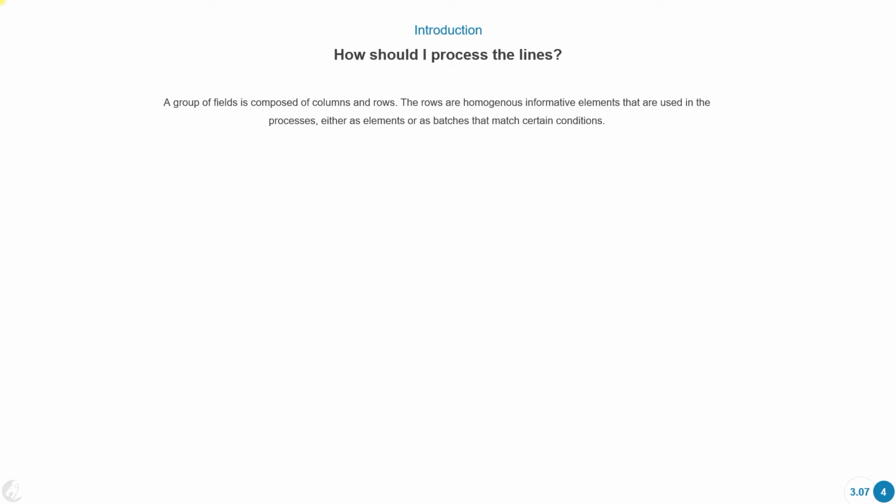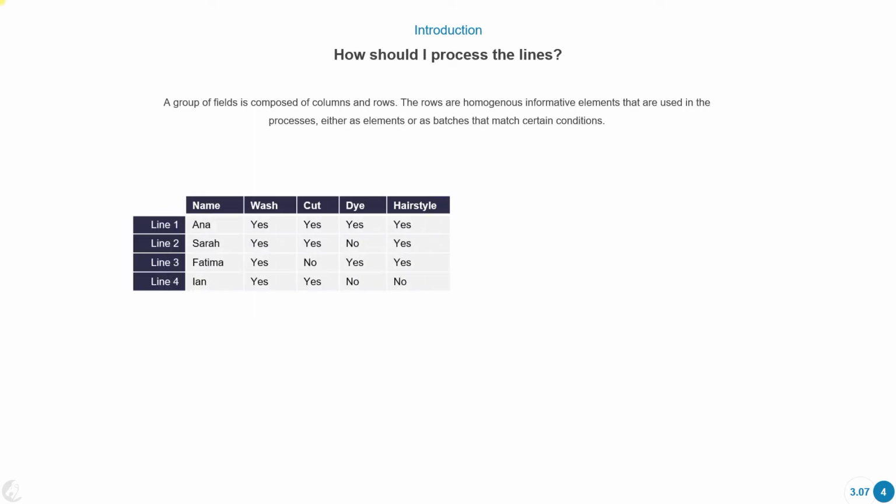So we already know that a group of fields is composed of columns and rows. The rows are homogeneous informative elements that are used in processes, either as elements or as batches that match a certain condition. This is what we call a container. So let's say, for example, all the lines that in the column wash say yes, let's drop them into the container wash. All the lines that in the column cut say yes, we can drop them in the container cut. All the lines that have yes in the column die, we can add them to the container die and so on.